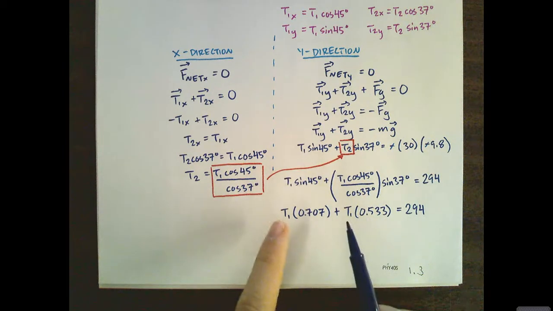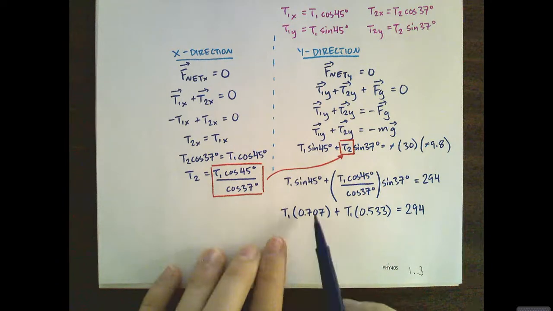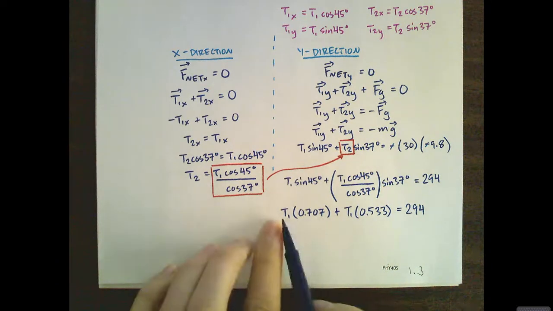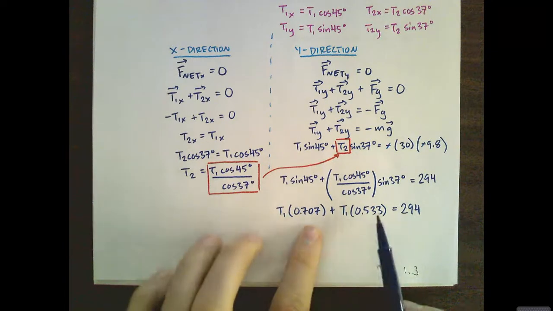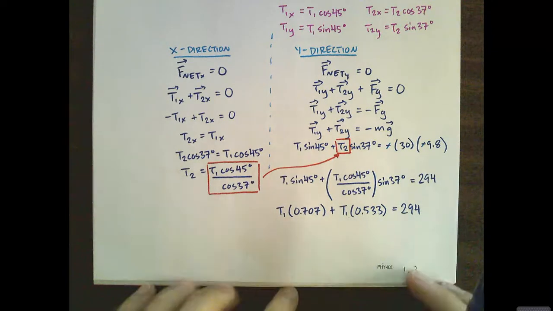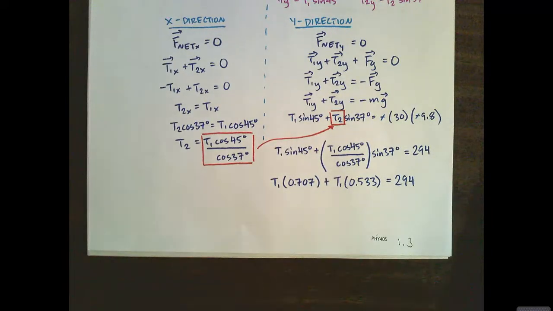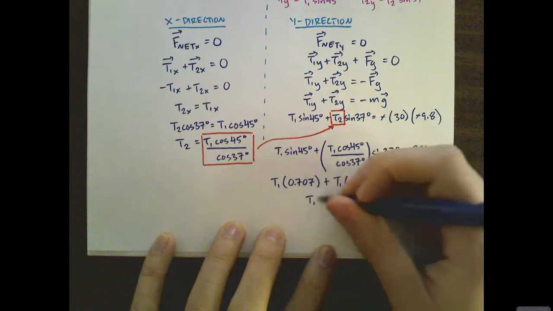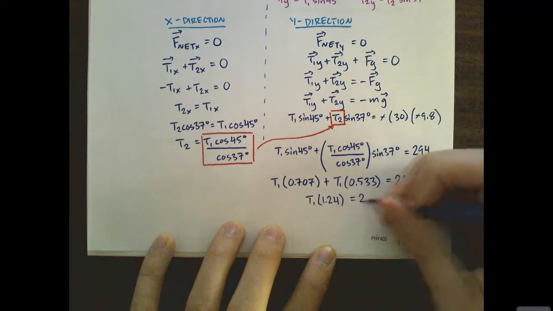Now this is the exact same scenario as if I had 2T1 plus 3T1. Well, that's just going to be 5T1, right? Because you take the 2 plus the 3. So all we have to do here is take 0.707 T1 plus 0.533 T1. Well, you can just add these up because the symbol is the same. We're measuring the same thing. So 0.707 plus 0.533 gives us 1.24. So this is technically T1 times 1.24 equals 294.